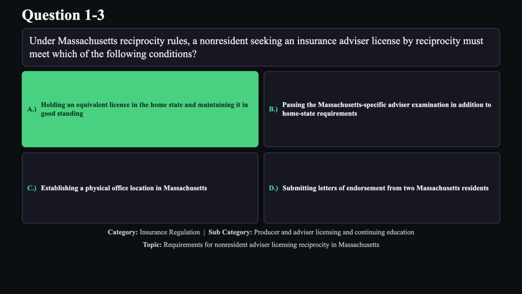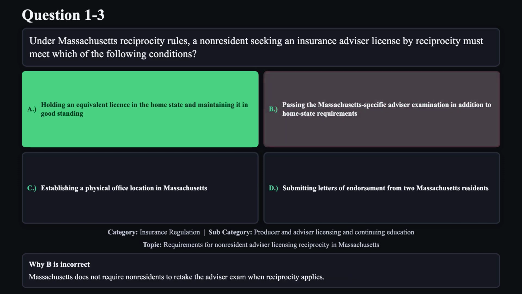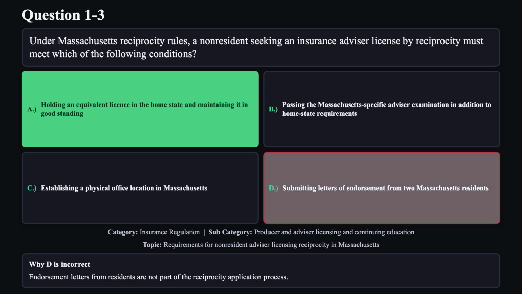The correct answer is A. Reciprocity in Massachusetts requires a non-resident to hold and maintain an equivalent advisor license in their home jurisdiction in good standing. Reason B is not correct. Massachusetts does not require non-residents to retake the advisor exam when reciprocity applies. Reason C is not correct. A physical office in Massachusetts is not required for non-resident reciprocity applicants. Reason D is not correct. Endorsement letters from residents are not part of the reciprocity application process.